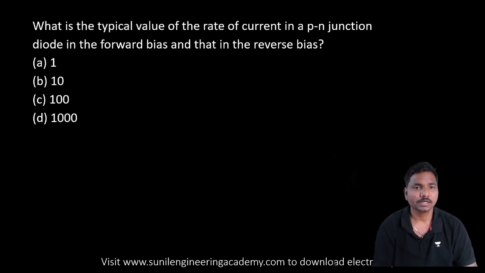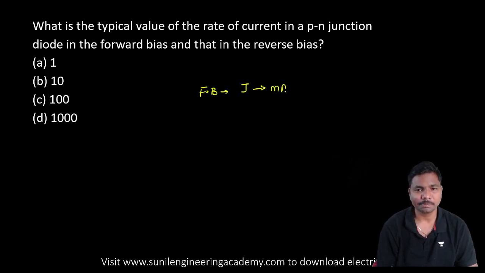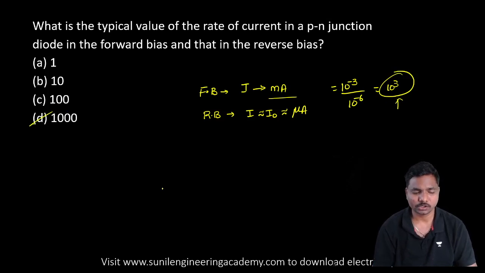Coming to the next question, what is the typical ratio of the current in a PN junction diode in the forward bias to that in the reverse bias? We know very well in the forward bias, the current flowing is generally in milliamps. In reverse bias, the current flowing is nothing but leakage current, in the order of microamps or nanoamps. So the ratio they are asking is milliamps to microamps, 10 power minus 3 by 10 power minus 6, that is 10 power 3 order. So the ratio will be 1000 times. So the answer is option D.